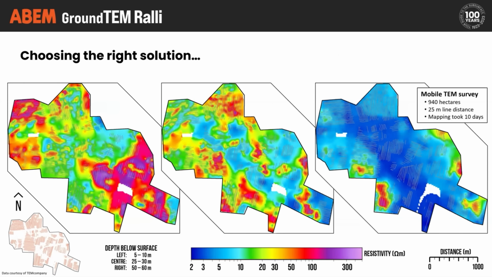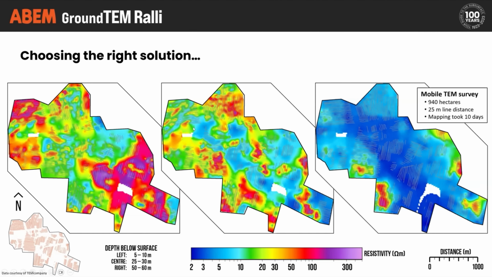And of course, the final thing, as we keep talking about, is the ability to do landscape scale survey. In this instance, we've got 940 hectares of survey with 25-meter line spacing, and this was achieved in 10 days. The data can then be processed either as individual 2D profiles or, as we've done here, taken into one big block and then sliced horizontally to give us resistivity maps at different depths. So we've got 5 to 10 meters, 25 to 30, and 50 to 60 meters here.